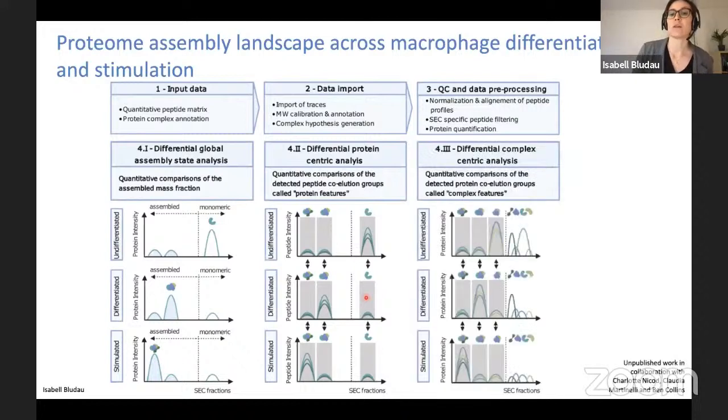And finally, we can perform the complex-centric analysis, where we look at all the proteins of a specific complex query. Here we detect 3 different subcomplexes of this toy example. And for each of these complex instances, we can do a quantitative comparison.